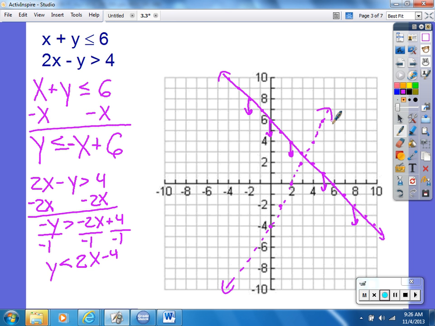Giving people just a few minutes to make sure that line is right. Would I be shading up or down from the dotted line? Down, right? Because it says less than. So I'm going to start at the y-axis. I'm going to put an arrow going straight down.